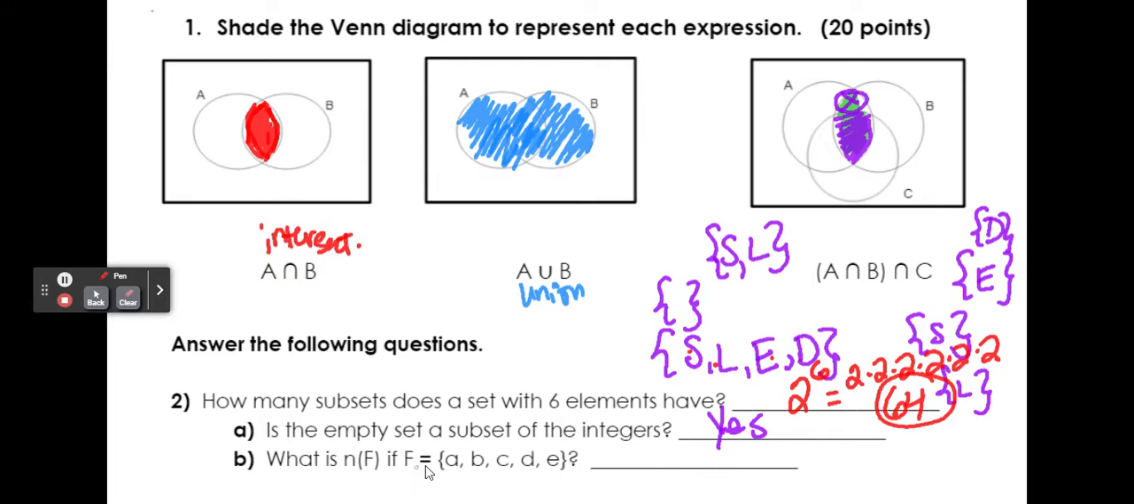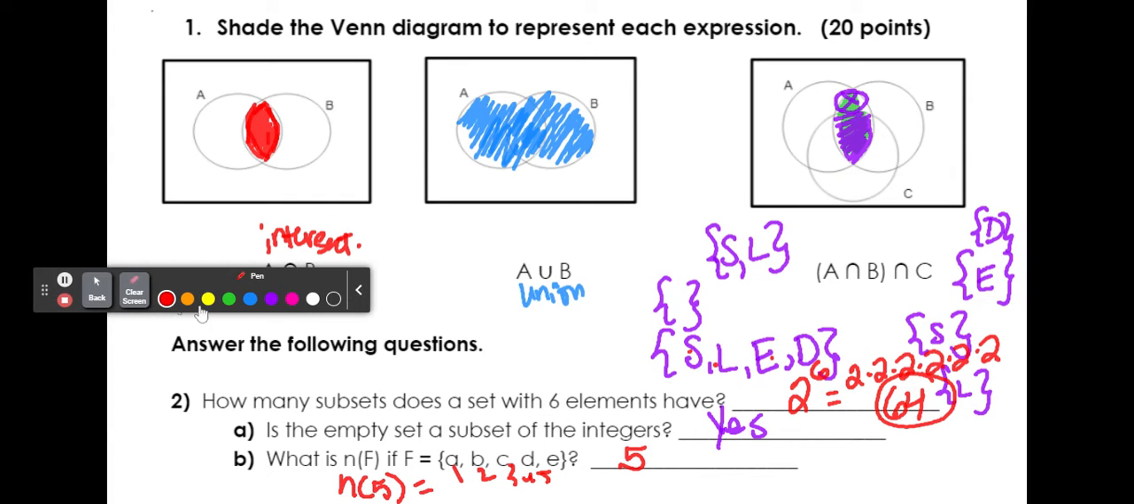What is n of f if f equals this? So this is just asking for the number of elements in the set. That's it. A, B, C, D, and E. That's 5. 1, 2, 3, 4, 5. That's how many elements are in the set. So this would be 5 if that was what F is. It's the number of elements in the set.